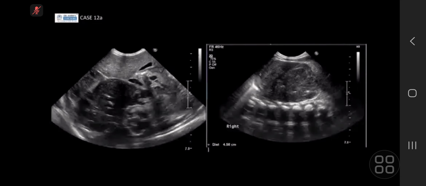Yeah. These are the longitudinal and transverse images of a 7-day-old child showing evidence of an ill-defined hypoechoic lesion just in the paravertebral region on the right side.